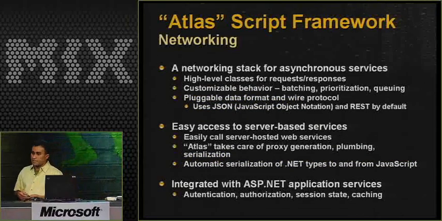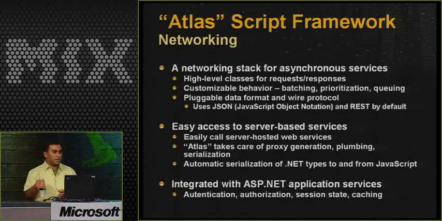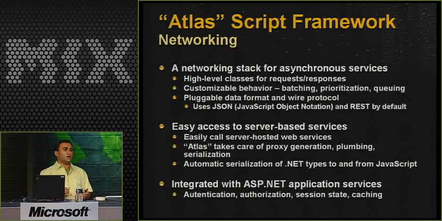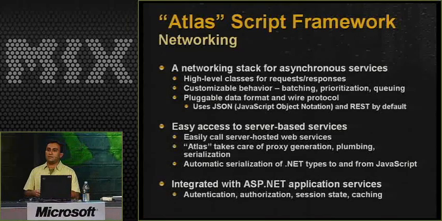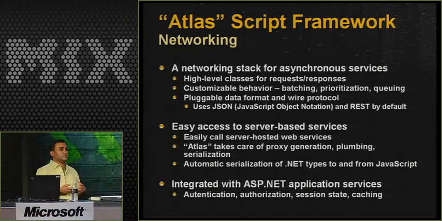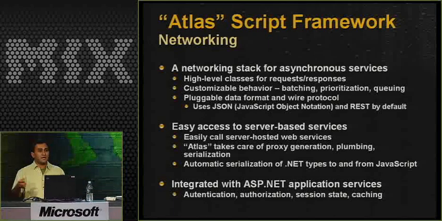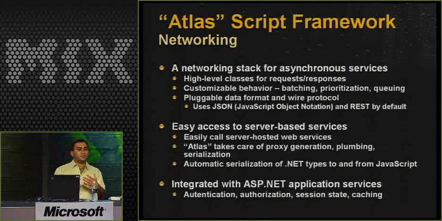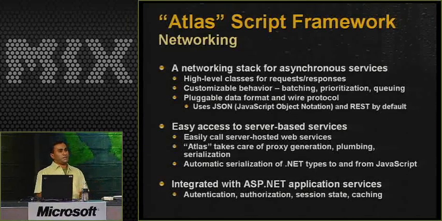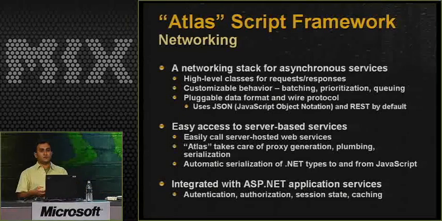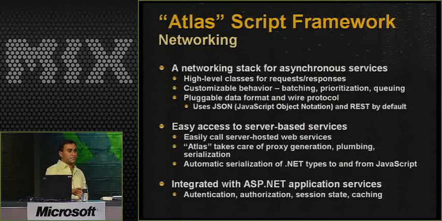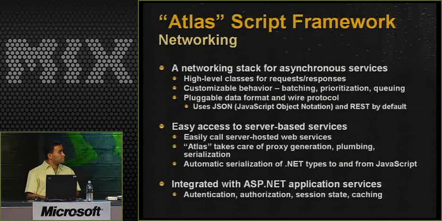The Atlas networking stack provides a set of useful abstractions on top of the basic XMLHTTP model that's in the browser. So you get a rich networking stack that includes some higher level classes, things like request and response objects. And then it has a set of patterns for being able to easily do RPC to the server. This network layer has a lot of functionality for things like batching up requests. So if you're making a lot of requests to the server, you can batch them up easily to optimize network traffic.